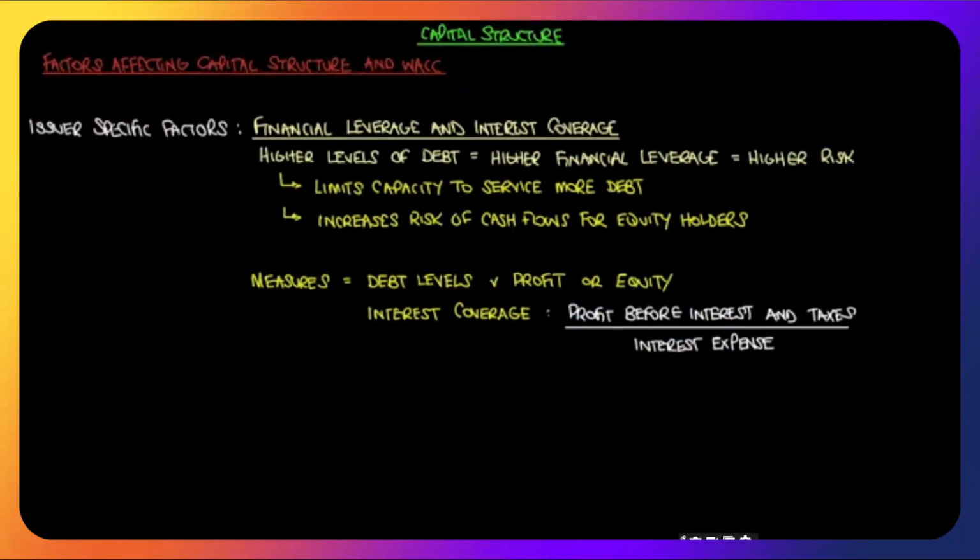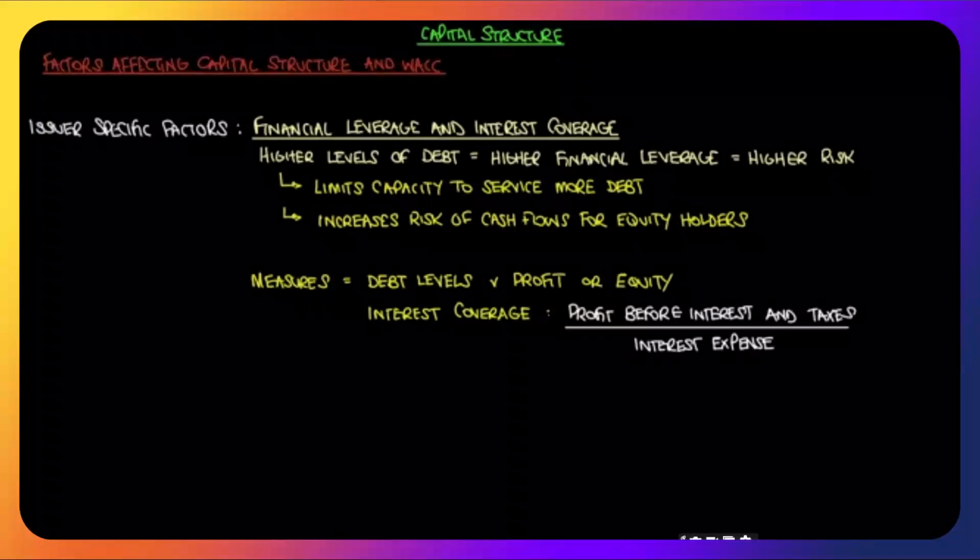That's operating leverage. What about financial leverage? We can look at financial leverage and interest coverage and quite simply conclude that higher levels of debt, meaning higher financial leverage, give you higher risk. Why? Well, it limits your capacity to service more debt, so people are less willing to lend to you, and it increases the risk of cash flows for equity holders. You now have another cash flow that you have to pay out before equity holders get a return. That introduces volatility to returns to equity holders, increases risk.